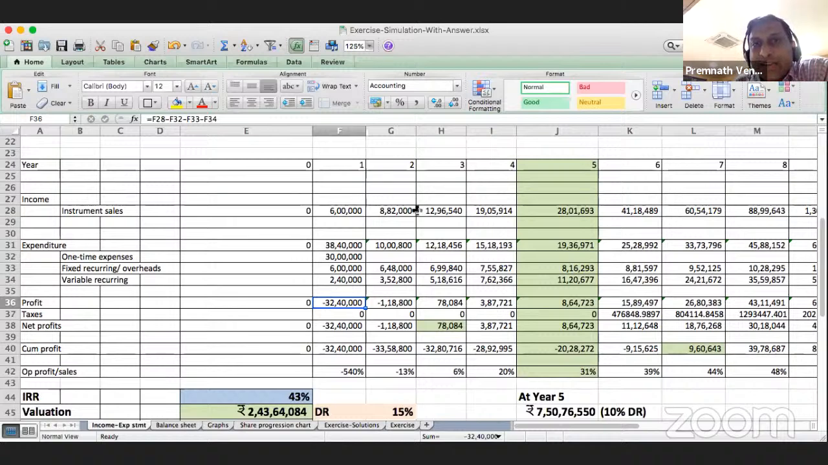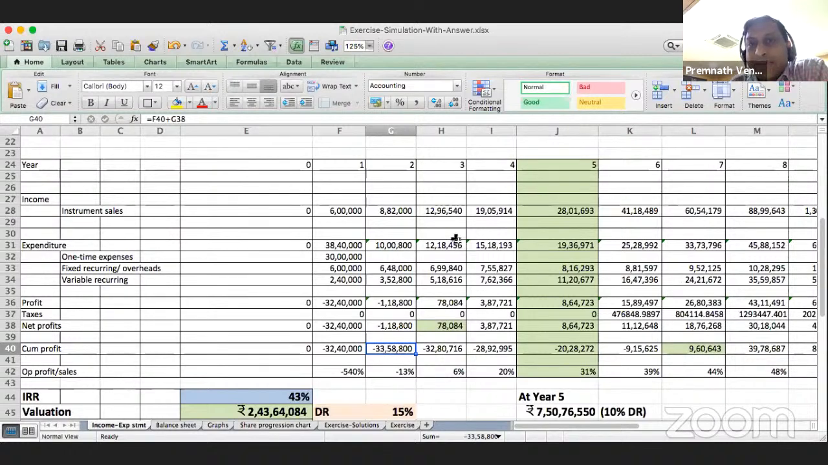Now, let's say it continues to the next year, and you find that although you don't have to invest this 30 lakhs, you're still at a loss in the second year of about 1 lakh or so. So your cumulative loss goes up to 33 lakhs 58,000. That's the lowest we are going actually in this simulation in terms of the cumulative loss.